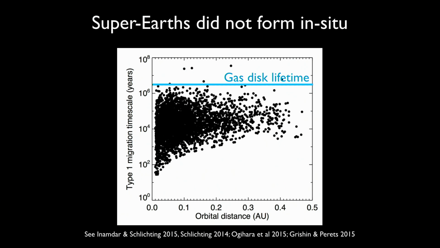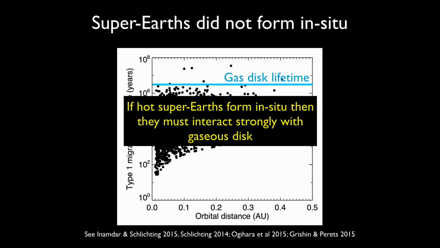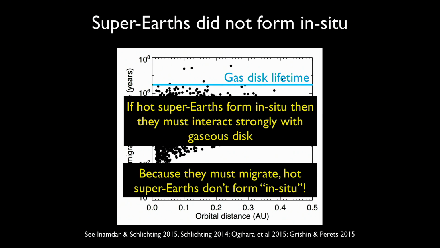And so all these are the time scales of how fast they should migrate in their disk, assuming they form where they are. And the important thing is that these times are very small. The lifetime of the gas disk is several million years, and these are way below it. So what does that mean? It means that if super-Earths really form where they are, then they must have interacted really strongly with the disk, right? And if they interact strongly with the disk, they have to migrate. And if they migrated, they didn't form where they are.